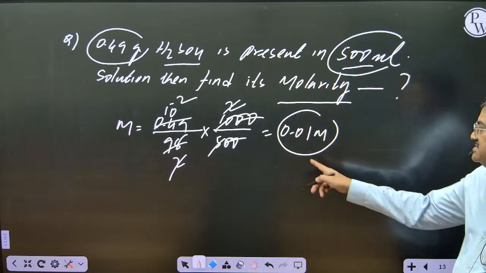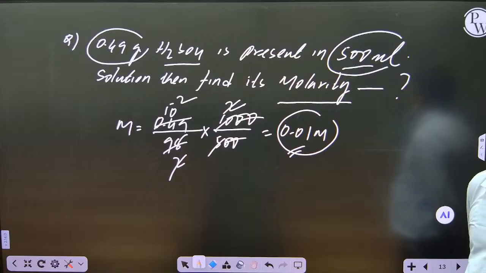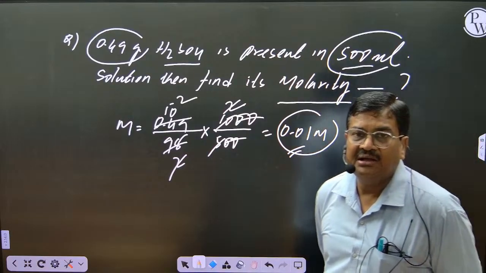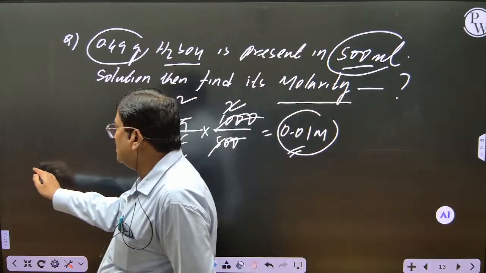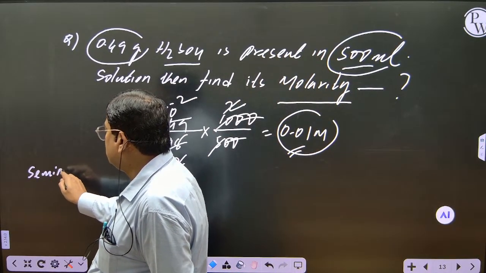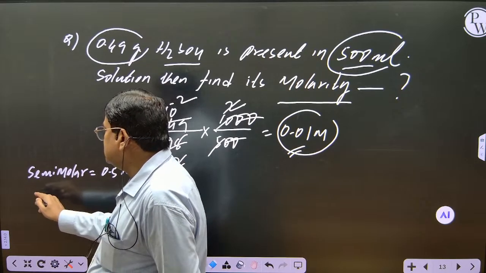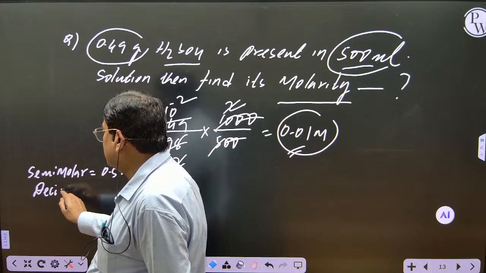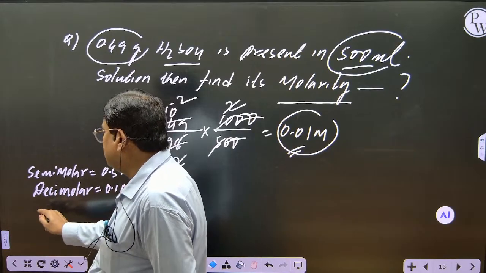The answer should come as deci. This is called centimolar. Centi means 1 by 100. Sometimes they use the terminology centi, deci, deca. So make a note of what is meant by semimolar. Semimolar means half, 0.5 molar. What is decimolar? Deci means 1 by 10, 0.1 molar. In exams they use this terminology.